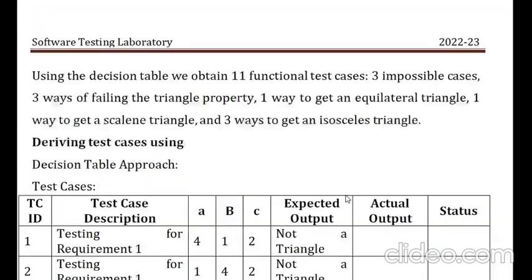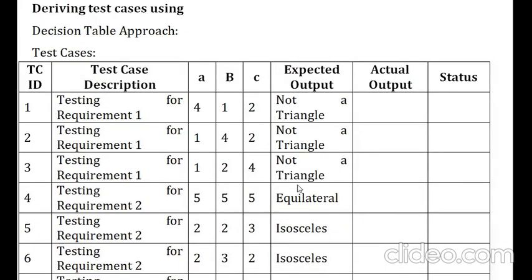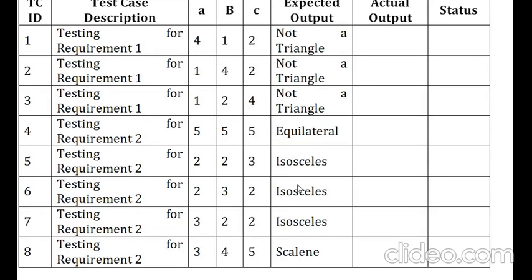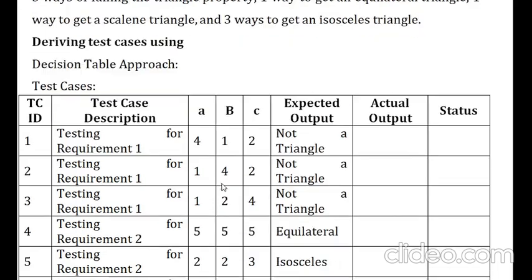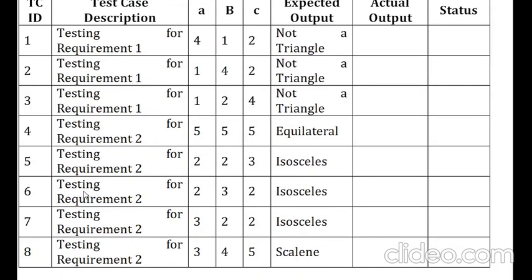So come to the test case approach. This is the test cases of the triangle program based on the decision table. Total number of test cases is 8. This is the format of the test cases: test case ID, test case description, the inputs A, B, C, expected output, actual output, and the status. So come to the test case ID. Total 8 cases here, because there are 3 impossible cases in the total 11 cases. So 11 minus 3 is 8 cases.